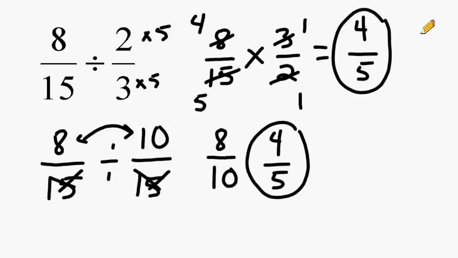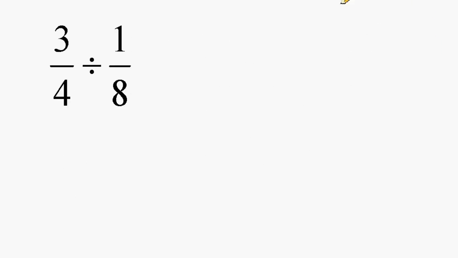Let's try another example. With this example, we have a larger value divided by a smaller value. And whenever dividing something larger by something smaller, the result will always be a whole number or a mixed number. So let's start by using the strategy of finding a common denominator. The lowest common denominator of 4 and 8 is 8. So I'm going to rewrite the problem by using 8 for both denominators.